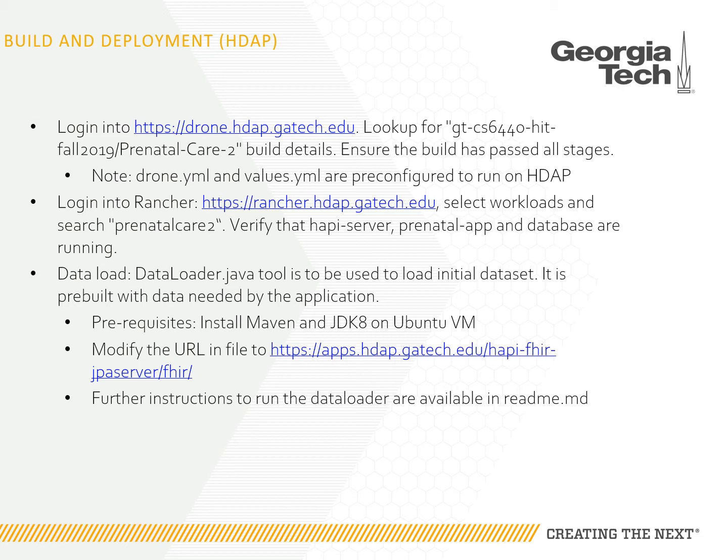Then log into Rancher using the link mentioned here. Select workloads and search for prenatal care 2. Verify that the HAPI server, prenatal care app, and database are running. A data load tool is provided with this solution to load the initial dataset. Details of prerequisites and usage are provided in the README file shared with this solution.